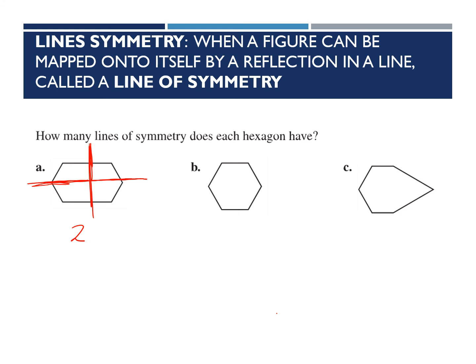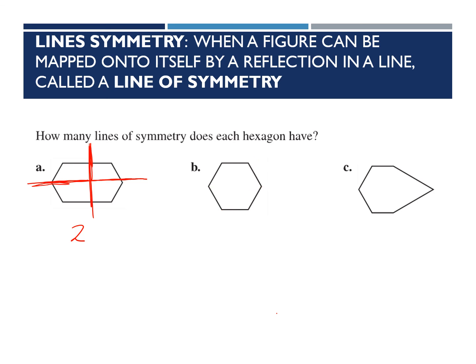For this hexagon, if I go from here to here, I have a line of symmetry. And if I go from here to here, I have a line of symmetry. It will fold in half. Okay. So I go from this vertex to this vertex, it will fold in half. Okay. So right now I've got 3. Here to here is another. So I've got 4.